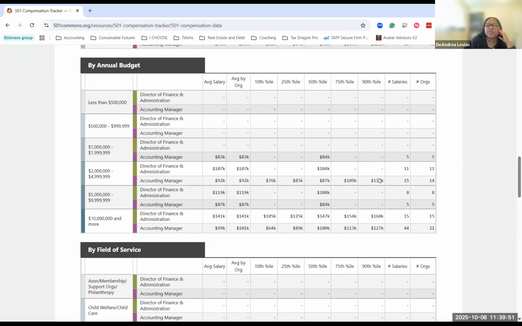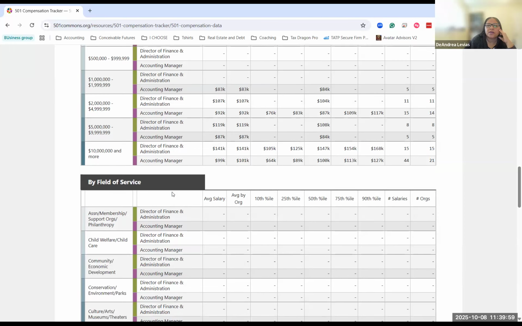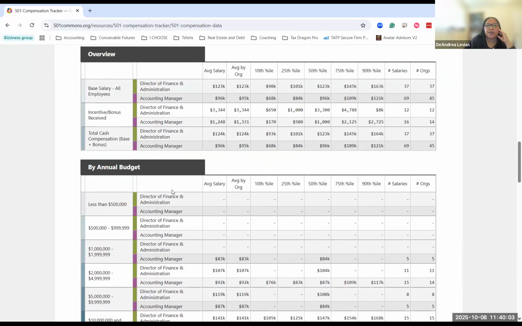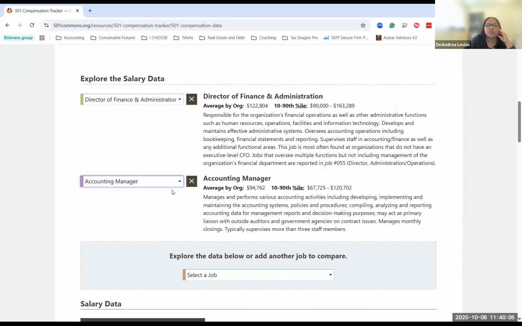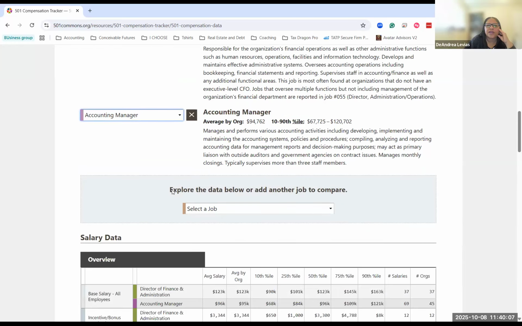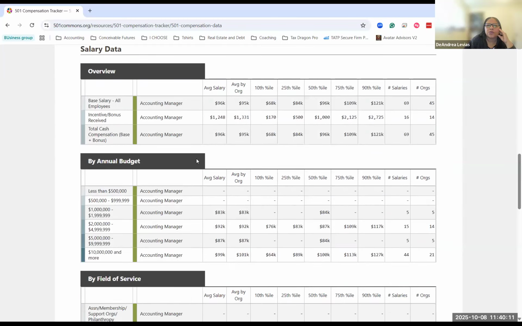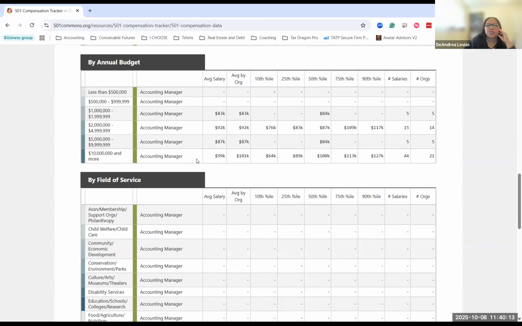And so a lot of organizations are using this as they determine the salary ranges that they're going to be offering for positions within their nonprofit. And it used to just be the physical book, but I really love this little tool now, because you can just find the position and go directly to it. You don't have to scroll through hundreds of pages to find the position that you're looking for.